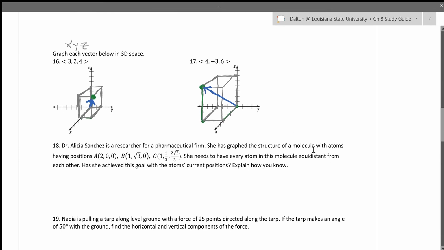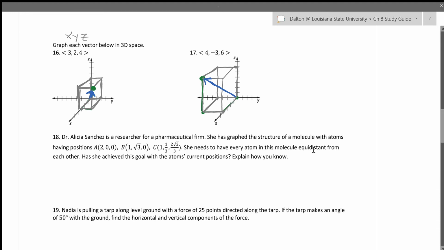Number 18, Dr. Alicia Sanchez is a researcher for a pharmaceutical firm. She's graphed the structure for a molecule with atoms having positions, and then it gives us A, B, and C. She needs to have every atom in this molecule equal distance from each other. Has she achieved this goal with the atom's current positions? Explain how you know.